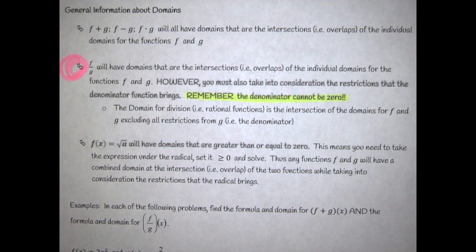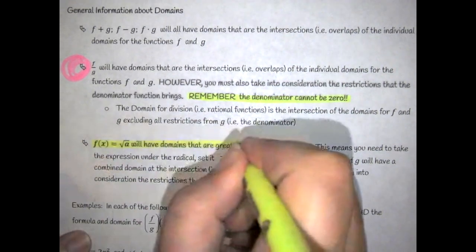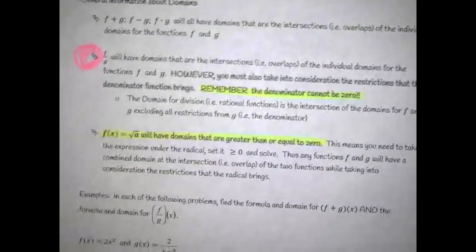Now, the only other one that has a restriction is your radical, which says that what is inside your radical must always be greater than or equal to 0. And so those are the 4 different types of domains that you are going to find as you work your way through your practice. Okay? So let's look at another example.